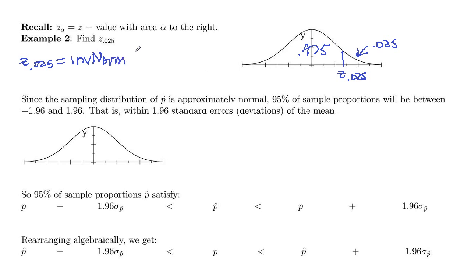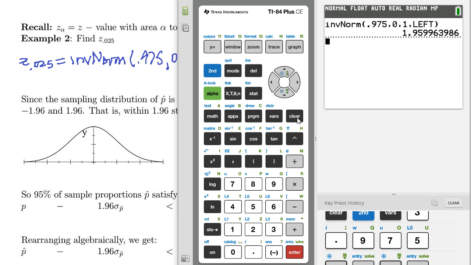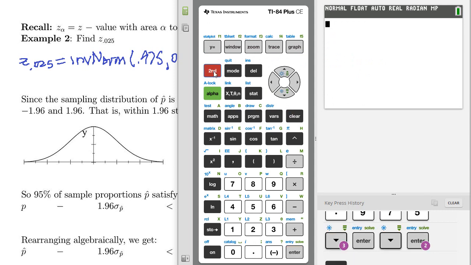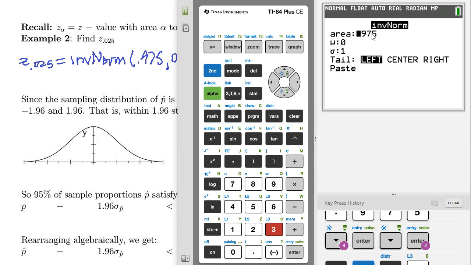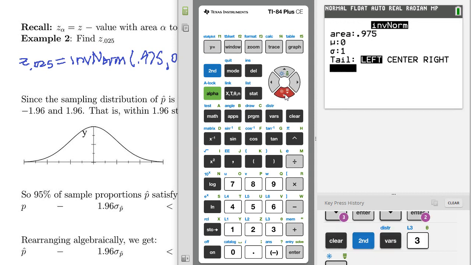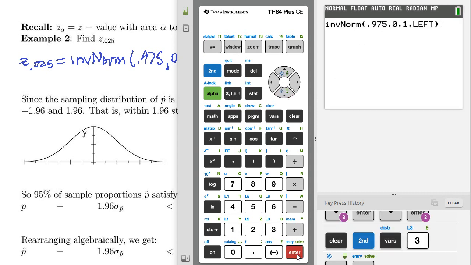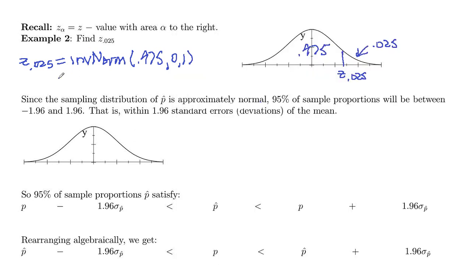And then we just do the left area of 0.975 and mean, standard deviation. So we can compute that on the calculator. So we do second variables, inverse norm, number 3, left area right there, 0.975, 0, 1 for mean and standard deviation, left tail, paste it, 1.9599, so about 1.96.